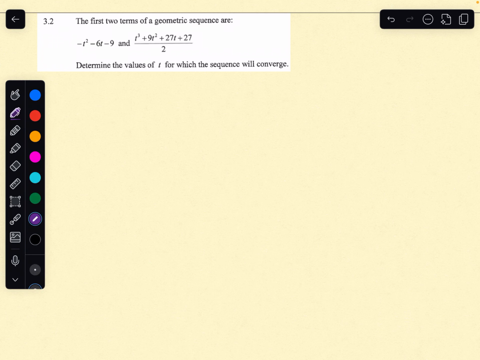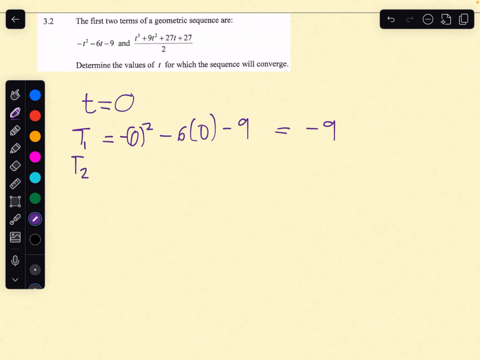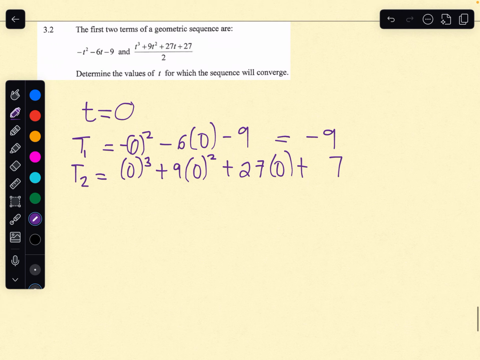Say, for example, my guess is t is equal to 0. There's no dividing by t, so t can be 0. Then my first term is going to be 0 squared minus 0 squared minus 6 times 0 minus 9. So the first terms disappear, and we're just left with minus 9. Secondly, we have t cubed plus 9t squared plus 27t plus 27, divided by 2.